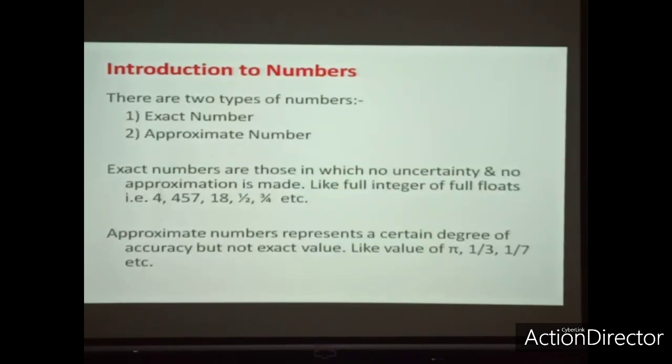So there are two types of numbers. First one, exact numbers. Second one is approximate numbers. In exact numbers, we basically consider those numbers which are exact to study. In example, you can see like 4, 457, 18, 1/2, 3/4, and so on. So by definition, we can say that exact numbers are those in which no uncertainty and no approximation is made. What we mean by approximation here?